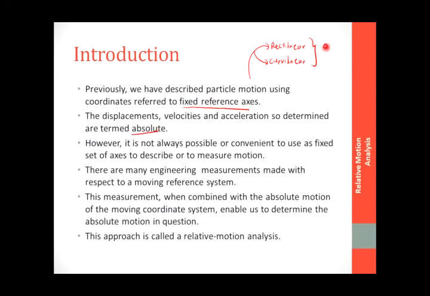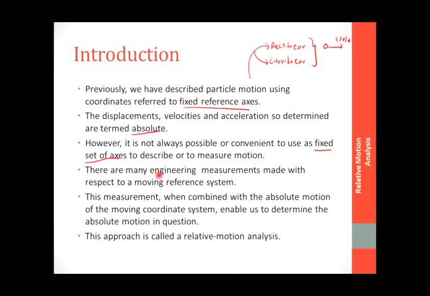So based on this we have displacement, velocity and acceleration that are absolute from this O. However, it is not always possible or convenient to use a fixed set of axes to describe or to measure motion, because not all real situations have a fixed set of axes. There are many engineering measurements made with respect to a moving reference system.